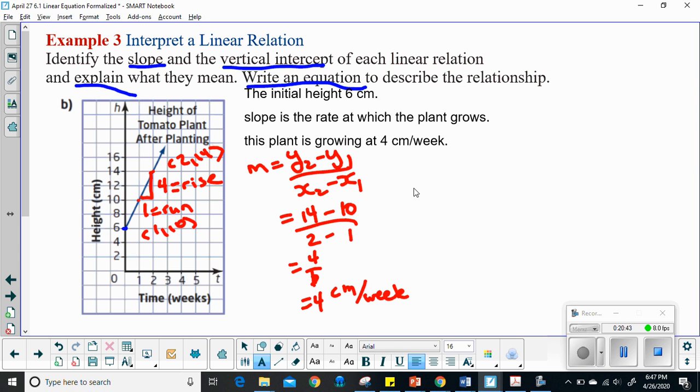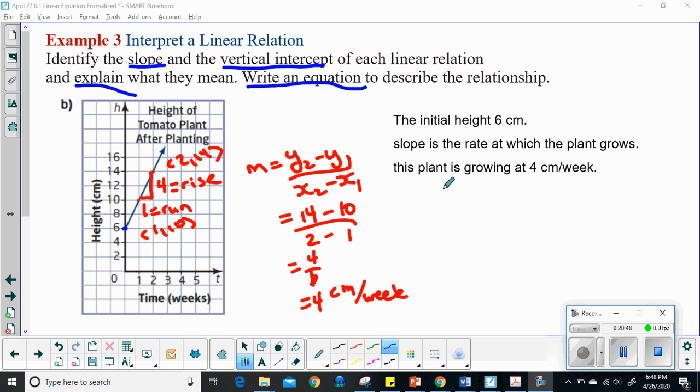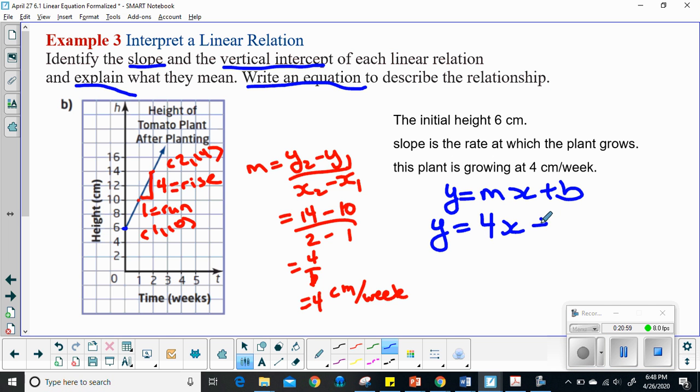So let's finish it off. Let's write an equation. We know our basic equation is y equals mx plus b. So y equals my slope, which is 4. It's increasing, so it's a plus, x plus 6, which was my initial height. Done.